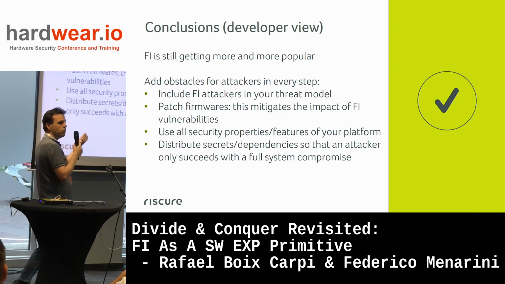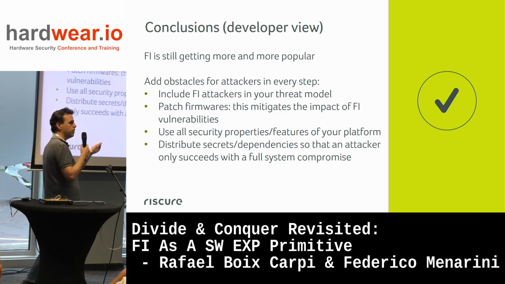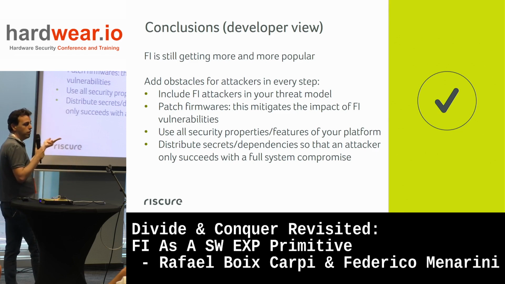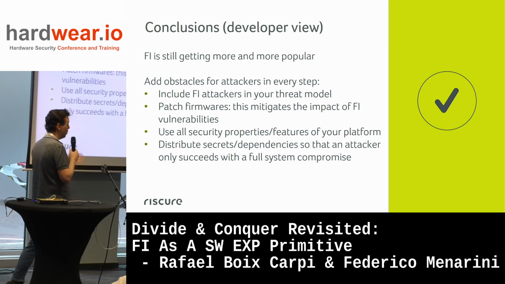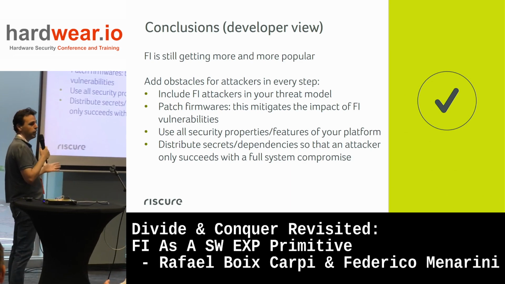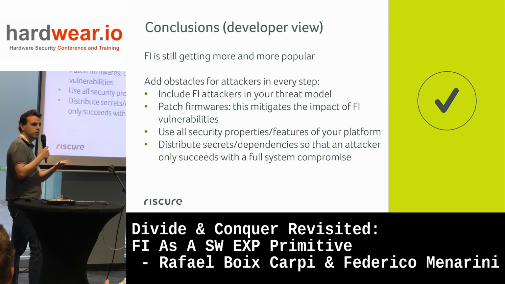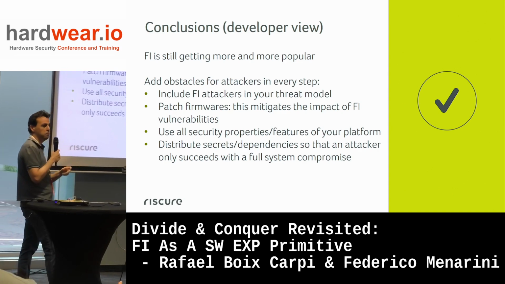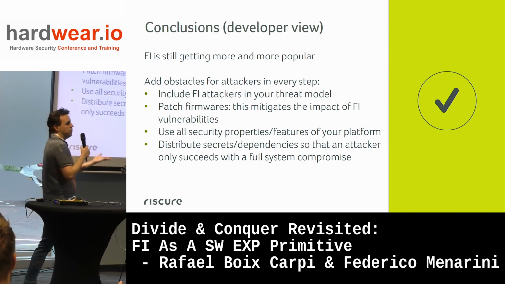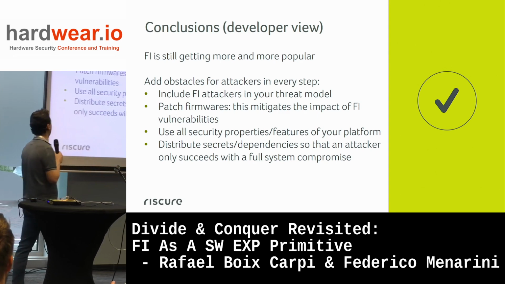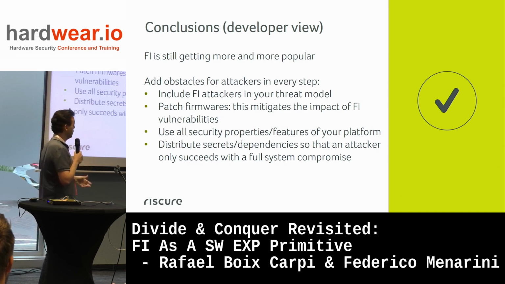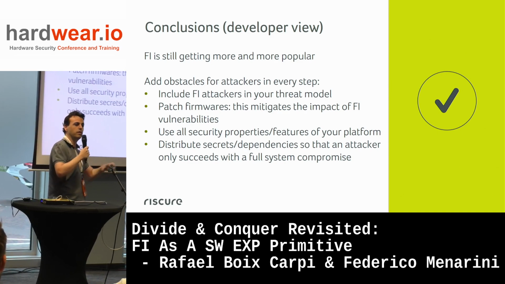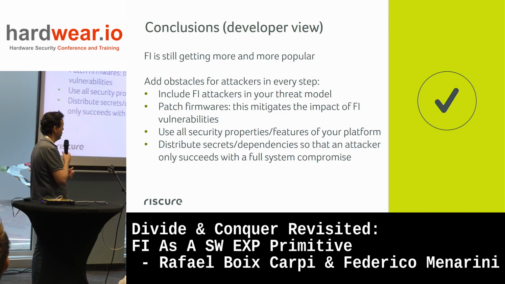How to do that? Include FI in your threat model. Think that people can try stupid glitches. Patch the firmware, so this will mitigate at least the impact of FI. Also, use the security features and properties of the platform. You saw the presentation from Dr. Sergei Skorobogatov. We have security features not used. If you have it there, use it. It's useful. And also, it's important to put secrets scattered, because then it makes it more difficult. The attacker needs to now succeed in all fronts instead of one, and then you don't have all the eggs in the same basket.